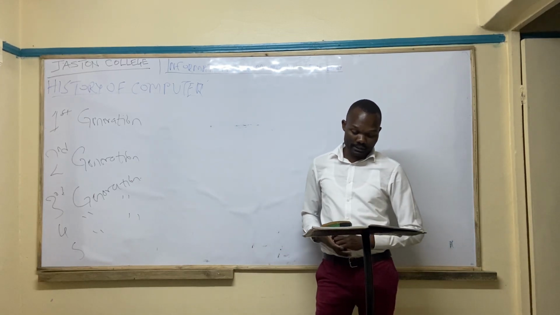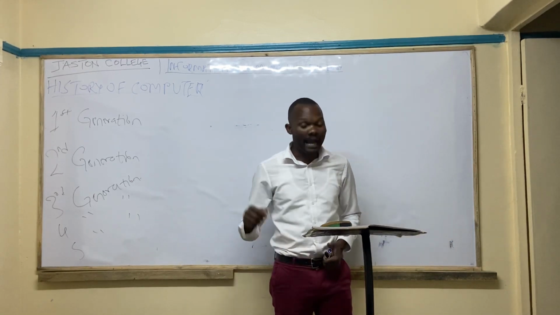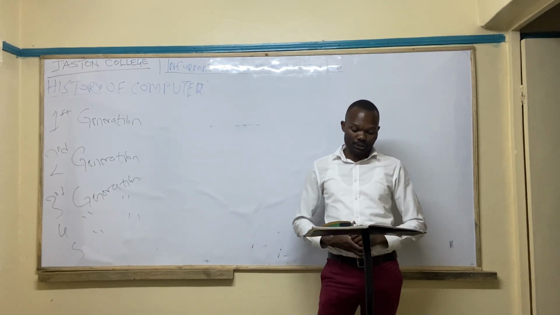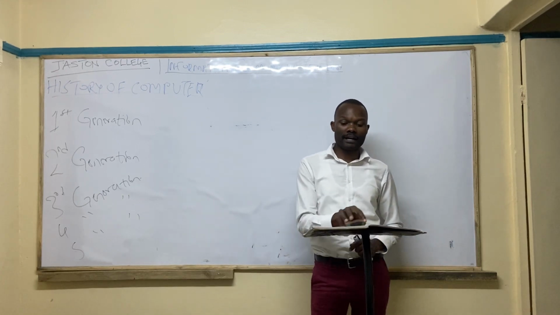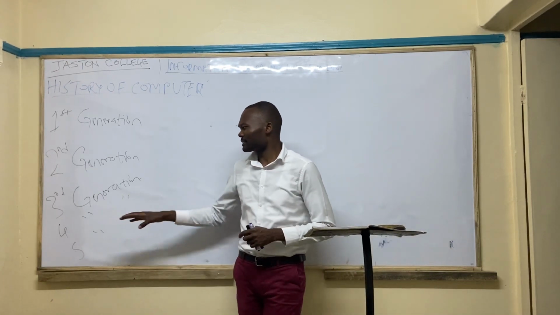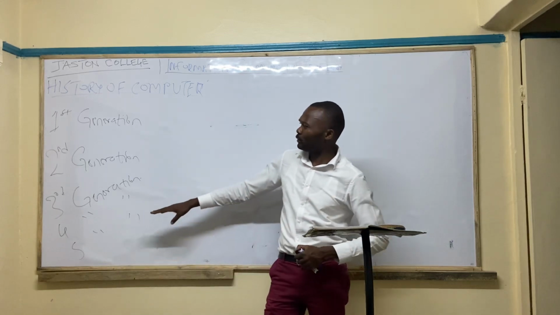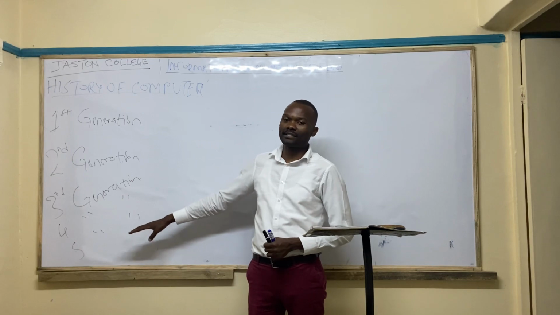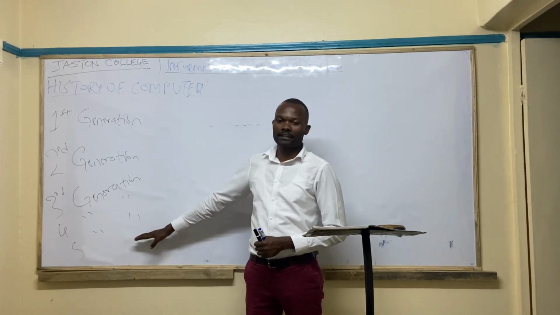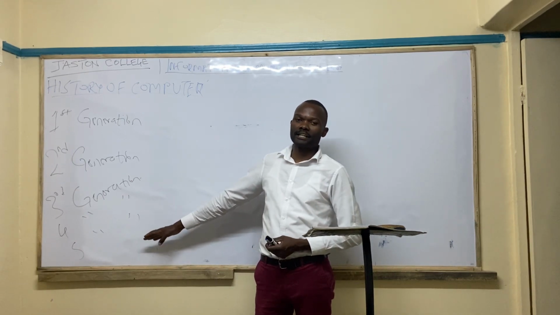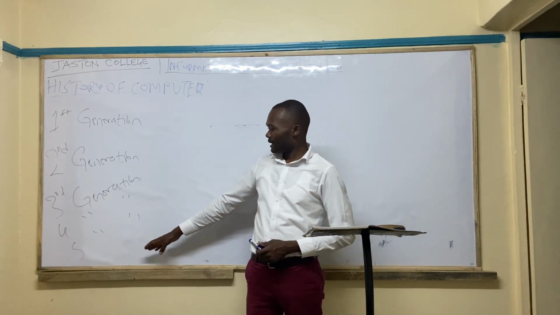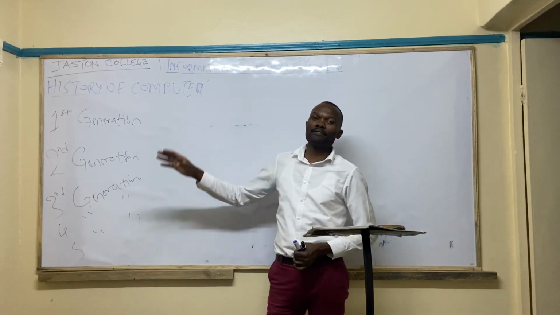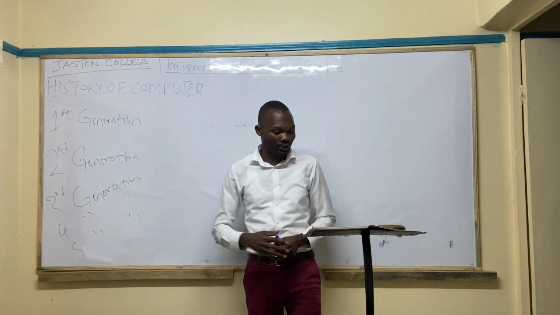Then the last generation, which is the fifth generation, is highly portable. Examples are laptops, you understand? They operate very fast, are easy to use, and can multitask. Examples of the last generation now: if you go back, you'll realize that now we're actually having Core i5, Core i7, 11th generation. We also have HDD, so you'll just continue understanding.